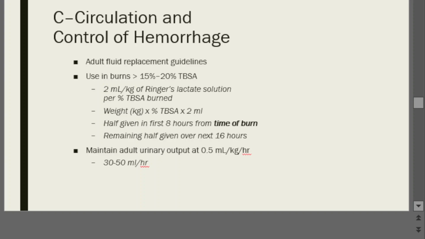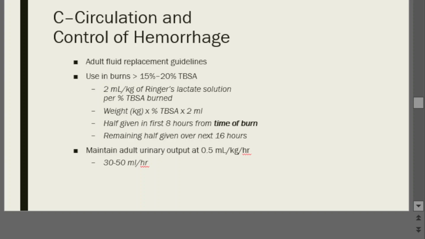So this is the calculation down below. It says weight in kilograms times percent total body surface area times 2 milliliters. So half is given in the first 8 hours from the time of the burn, not the time that they show up to the emergency department. That's important to know. And the remaining half is given over the next 16 hours. So the first 8 hours, they'll get half. The last 16 hours of a 24-hour window, they're going to get the other half.